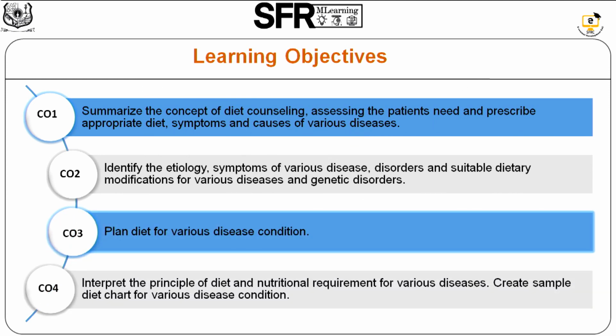While studying this course, therapeutic diet and counseling, the students will be able to summarize the concept of diet counseling, assess the patient's need and prescribe appropriate diet, identify the etiology, symptoms and causes of various diseases, disorders and suitable dietary modifications for various diseases and genetic disorders. They will be able to plan diet for various disease conditions, interpret the principles of diet and nutritional requirements of various diseases, and create a sample diet chart for various disease conditions.